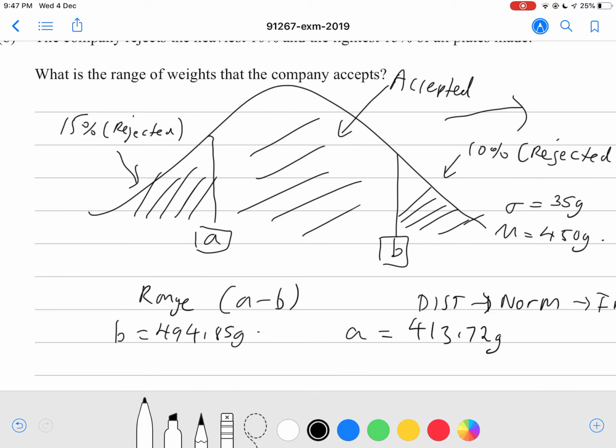That gives you an A value of 413.72 grams. So our A will be 413.72, and our B will be 494.85. Between these two is our accepted range.